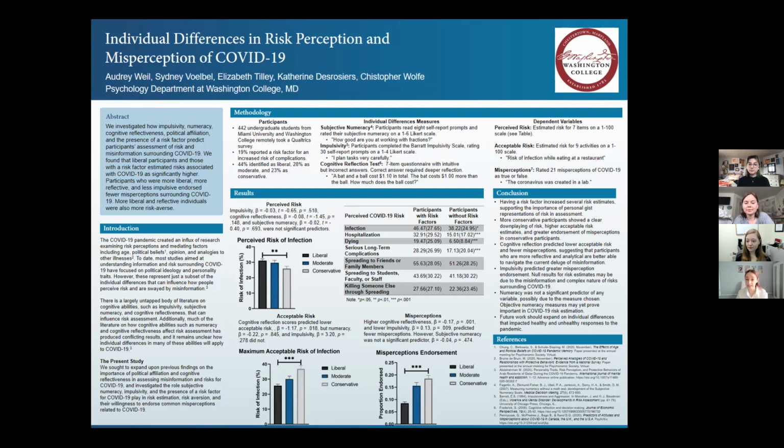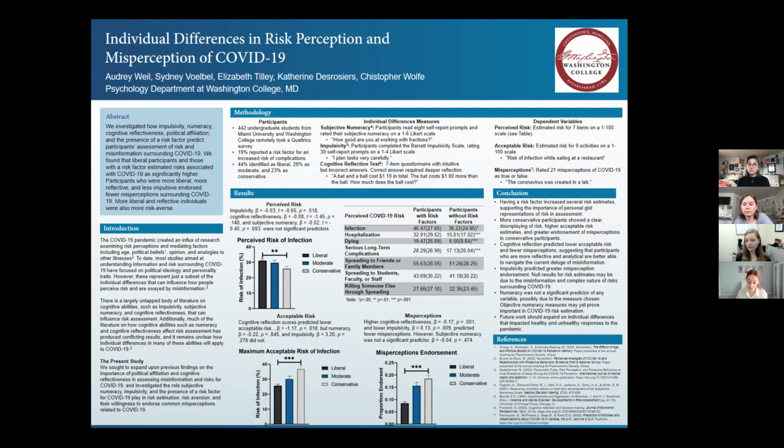We had 3 dependent variables on participants' understanding of COVID-19. Participants first estimated their general perceived risk with 7 items on a 1 to 100 sliding scale. Example prompts were hospitalization, spreading to friends or family members, or dying.